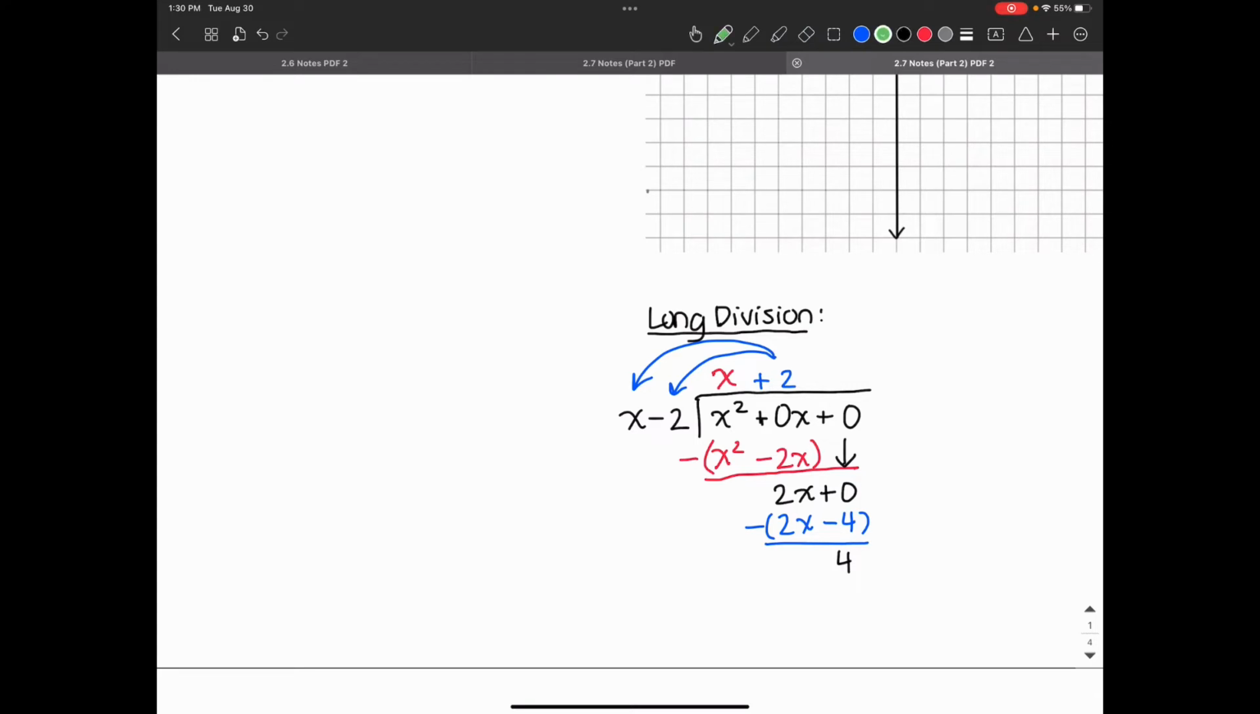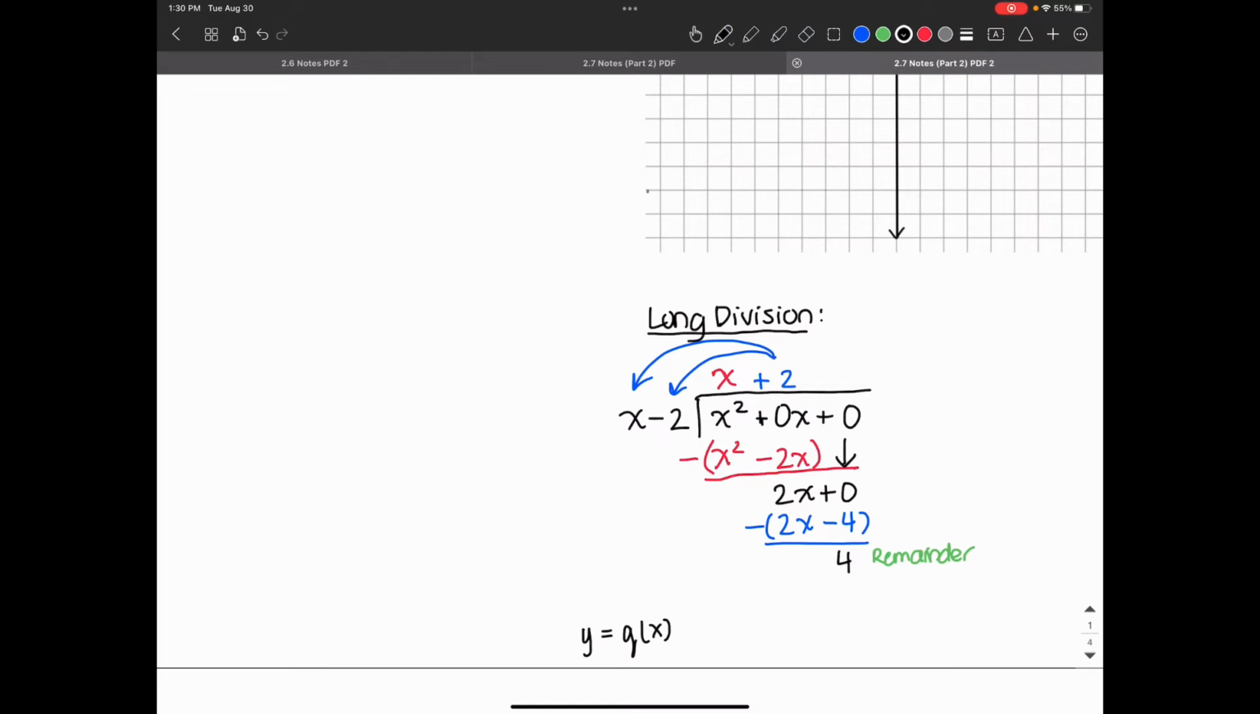And then I ask myself again, what do I have to multiply x by to get 4? There is nothing that I can put up here, which means that 4 is my remainder. So my answer for what q of x is, because that's how we represent the quotient, I know that my slant asymptote is going to be y equals q of x.